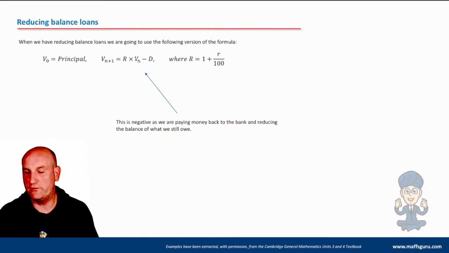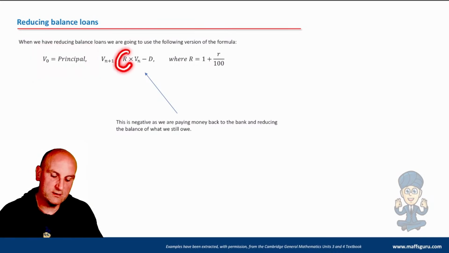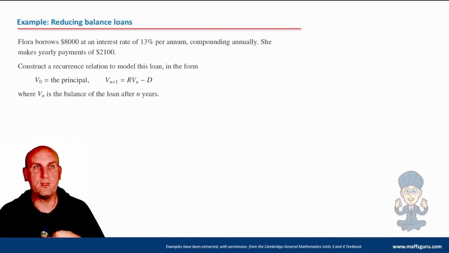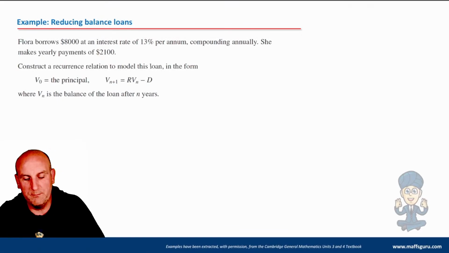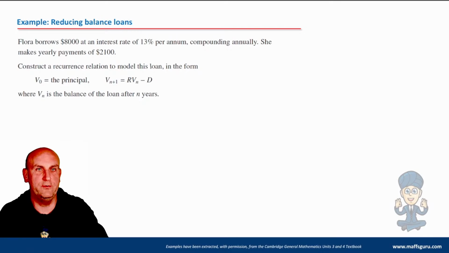Now again, think about what I've just been saying. I open my account with the money, I am charged a rate of interest, and I pay some money off. Now generally speaking, I'm going to pay that off monthly. Have a look at an example. Hopefully it will make sense if we scaffold it and build it up, but it's all building off of the chapter 7 stuff. Flora borrows $8,000 at an interest rate of 13% per annum, compounding annually.